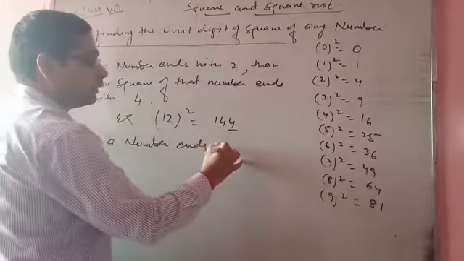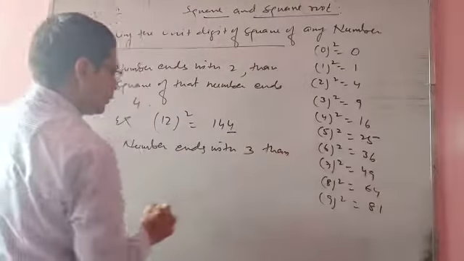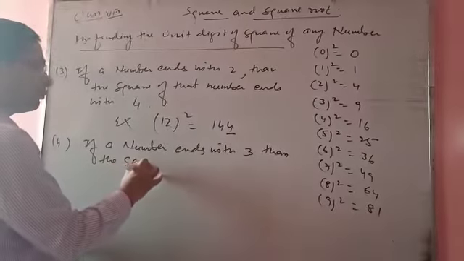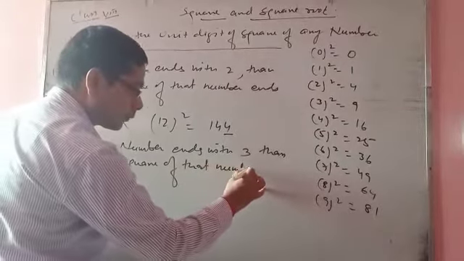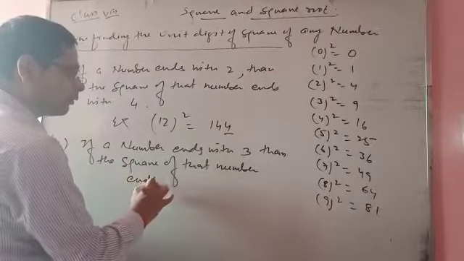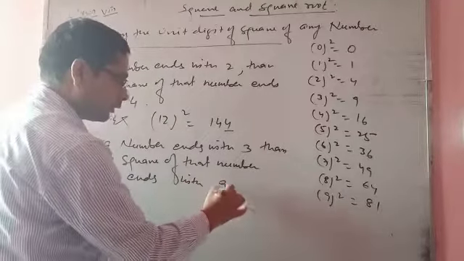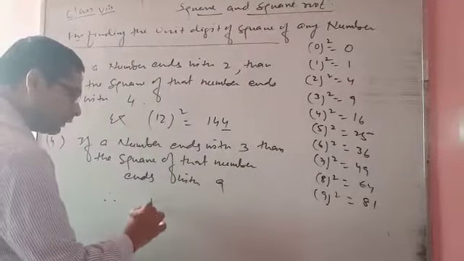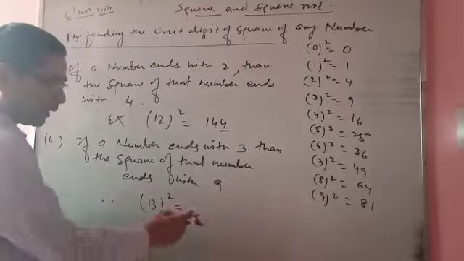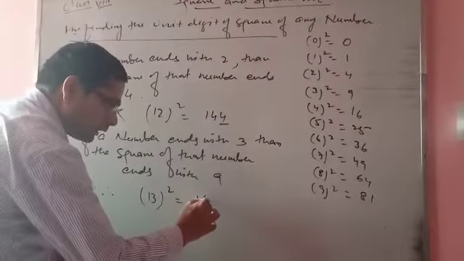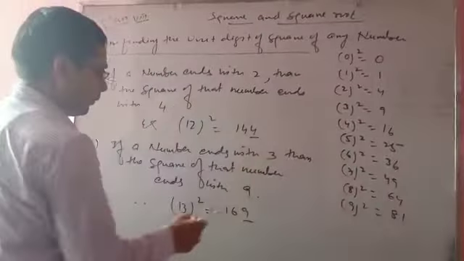Number 4, if a number ends with 3, then the square of that number ends with what? Here it is 3 से है तो 9, ends with 9. Therefore, like that, 13 square, this number ends with 3, then the square of that number ends with what? 169. वो 9 से लास्ट करेगा, इसलिए यहाँ पे 9 लिखा हुआ है.